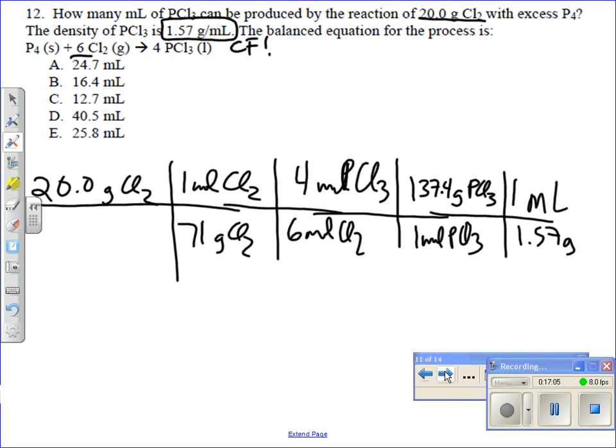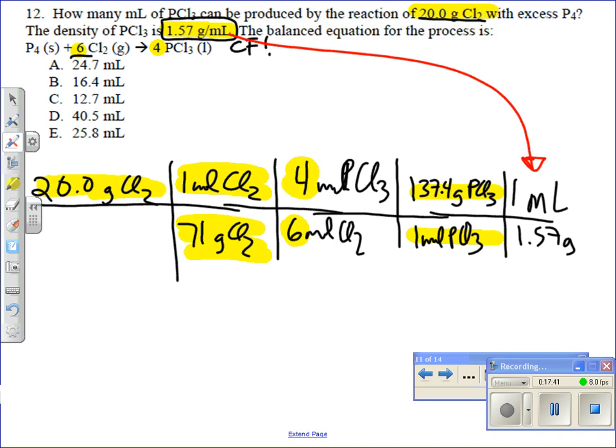Here's the answer to 12. 12 wasn't missed by that many people, but I have it loaded, so what the heck. If you look, density is a conversion factor. 20 grams of CO2. That's your given, goes right there. Grams of CO2, molar mass is 71, equals 1 mole of CO2. As soon as you get there, the coefficient of CO2 is 6. You're trying to find out PCl, so it's 4. So you see the 6 to 4, there's the turkey. And then you convert it to grams, but they want milliliters. That's where your density comes in. You're going to take your density and drop it in as a conversion factor at the end, and you get the correct solution based on that. So that's problem number 12.